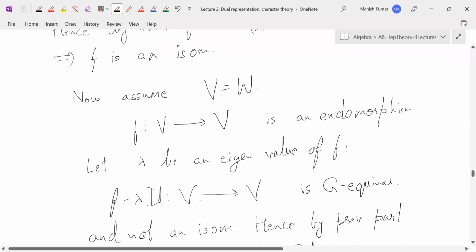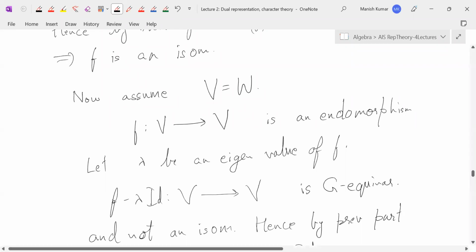From the previous part, we know that this map should either be zero or an isomorphism. But this map, F minus lambda identity, cannot be an isomorphism. Why can't it be an isomorphism? It's not injective. If you take the eigenvector of F with respect to this lambda, that goes to zero. So it has a non-trivial kernel, and one of the vectors in it is the eigenvector corresponding to lambda. In fact, the whole eigenspace corresponding to lambda is in the kernel.